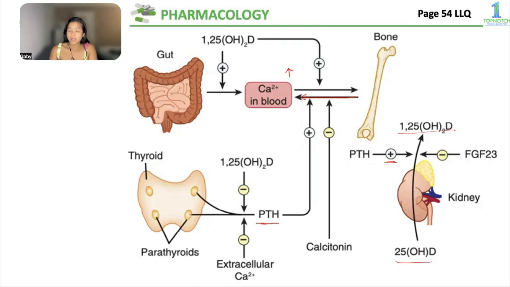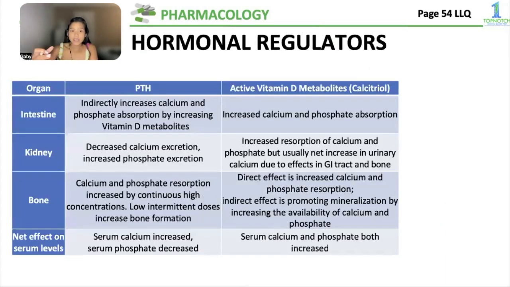And this active vitamin D then acts on the gut to promote reabsorption of both calcium and phosphorus. And in some ways, it also promotes bone formation because it increases the availability of calcium and phosphorus in the blood, and therefore you can make more bone. But generally, okay, what I want you to focus on is the last part.